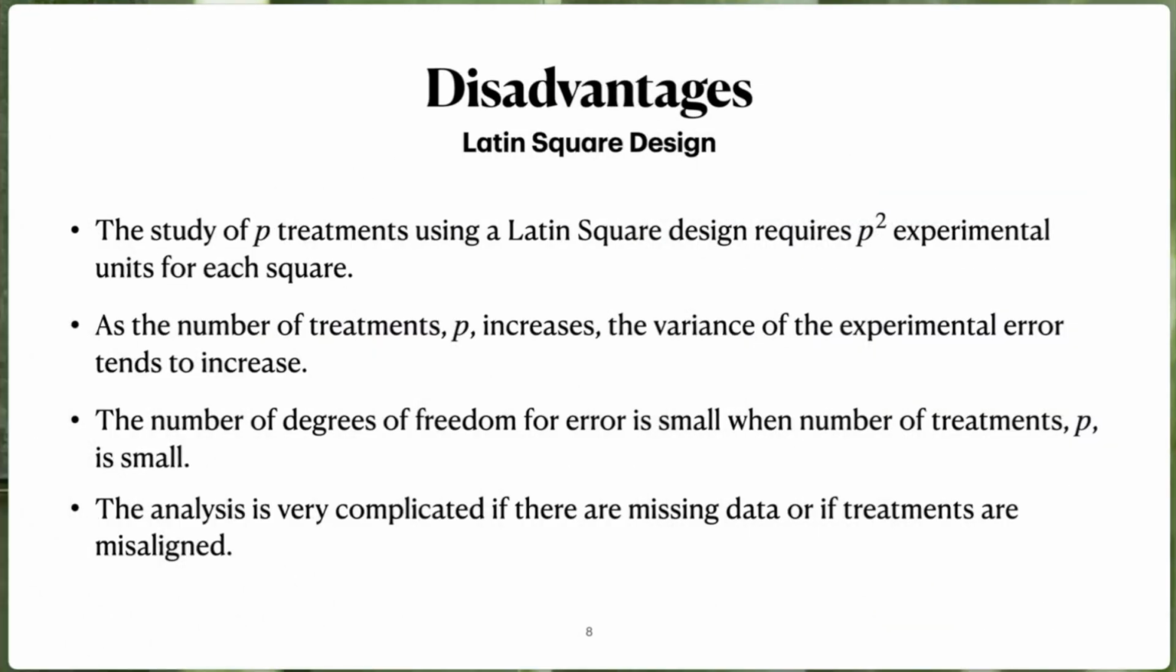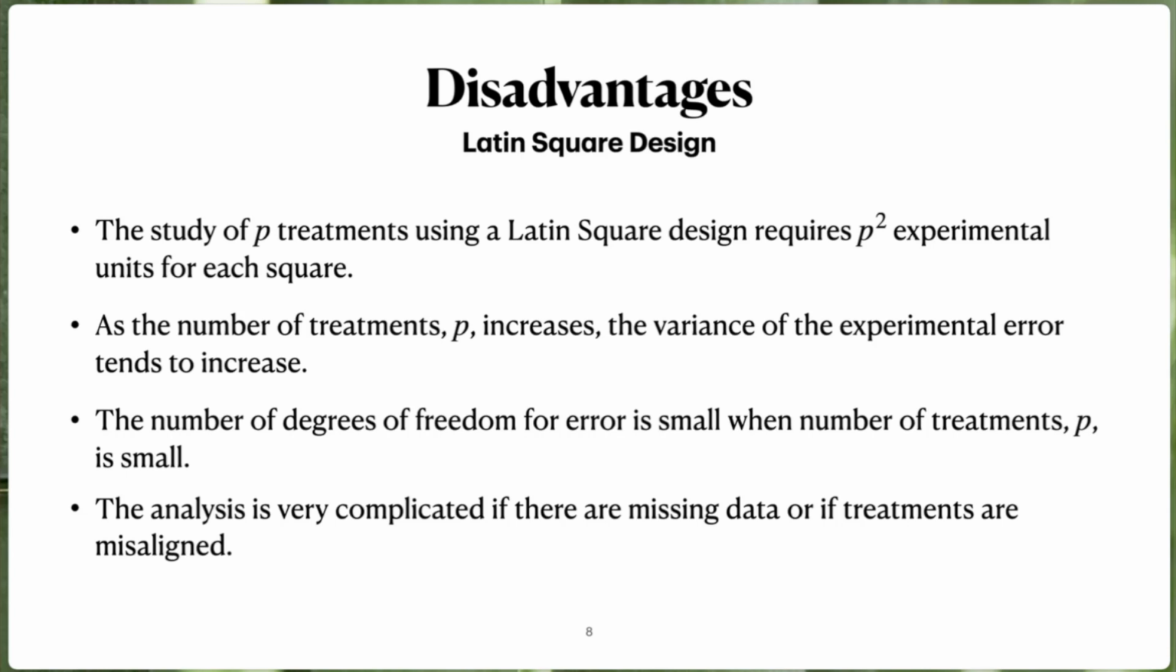Now, what are some of the disadvantages? Well, there's a certain structure to the Latin square design such that the number of treatments, which we're denoting by P here, is the same as the number of rows and number of columns in the Latin square. And so the implication of that is, in order to perform an experiment using a Latin square design where we're studying P treatments, that requires P squared experimental units for each square. And so the number of experimental units increases quadratically with the number of treatments when we're using a Latin square design. So the size of the experiment increases very quickly as the number of treatments increases.